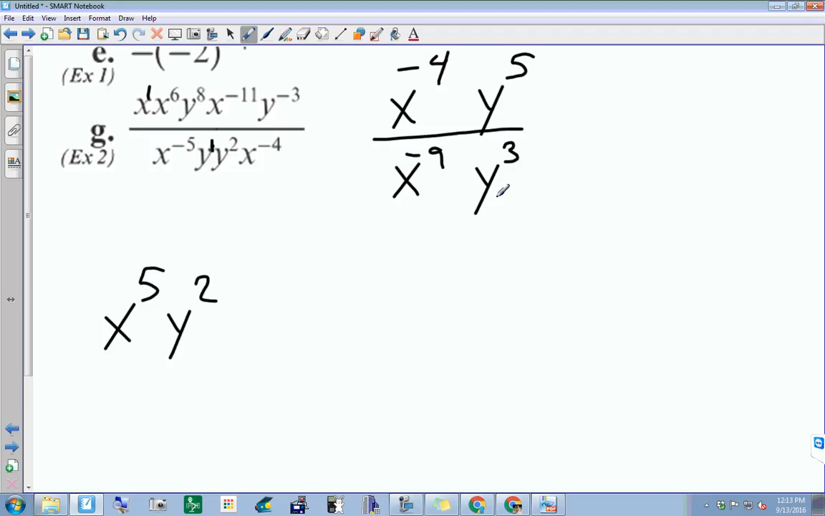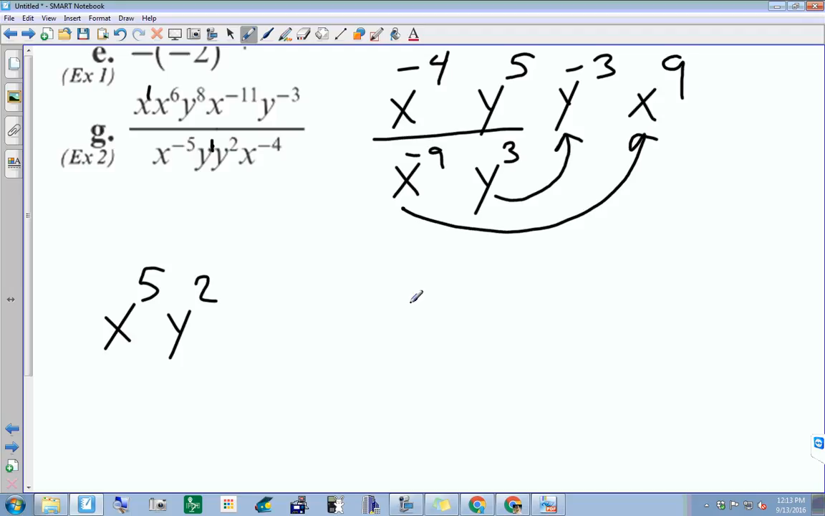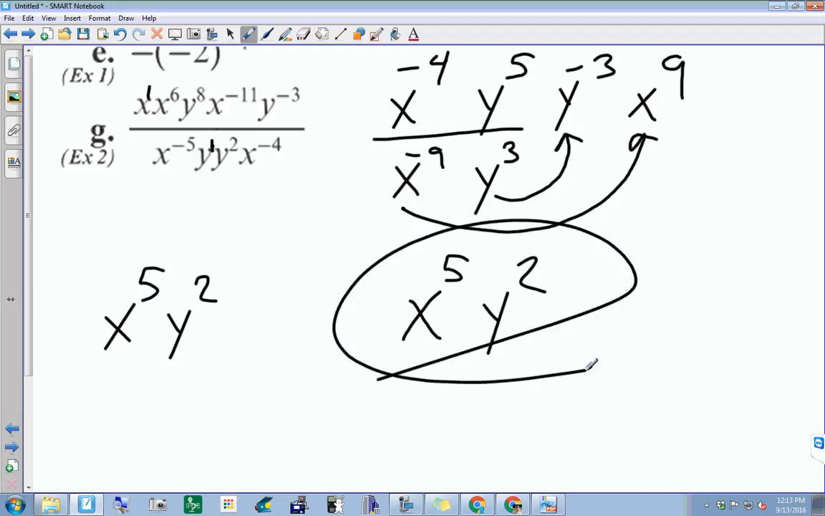So if I move this up to the top, this is y to the negative 3. If I move this one up, this is x to the 9th. So now I've got my x's. Negative 4, positive 9 is 5. Positive 5, negative 3, y squared. Absolutely correct.